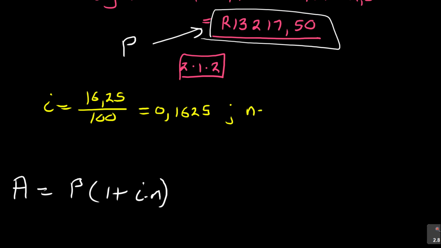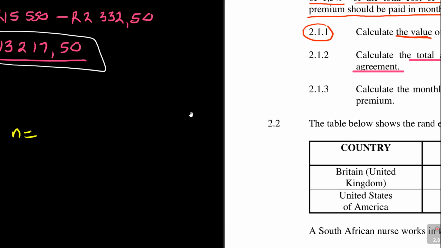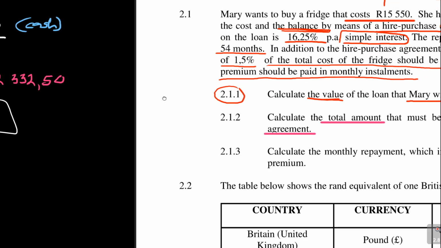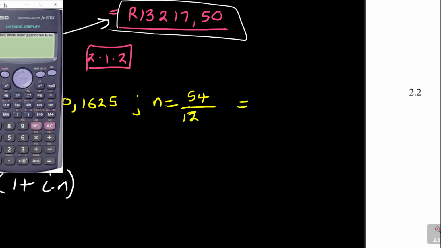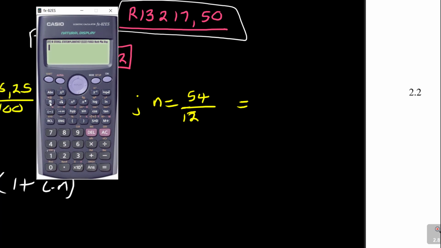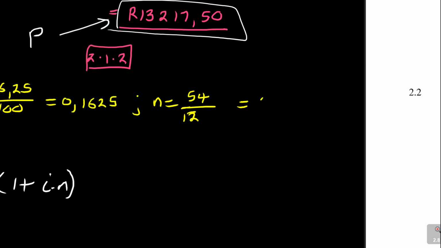What is my number of years? They said how many months? 54 months. And I told you, if you say 54, we did express before, you divide by what? You divide by 12. Don't work with the 54 months. So you say 54 over 12. And then it gives us what? 4.5. This is in years now. N must be in years.